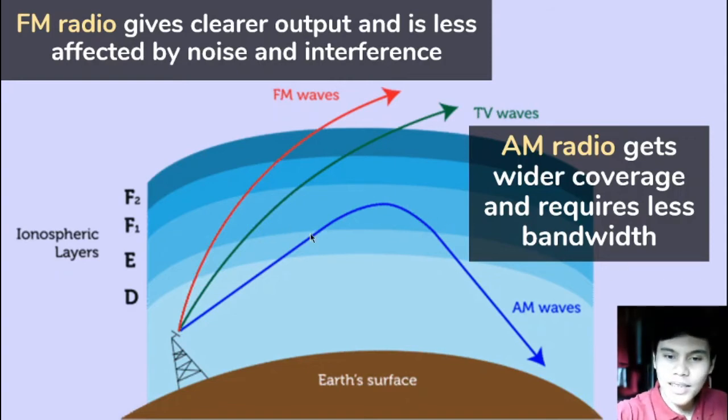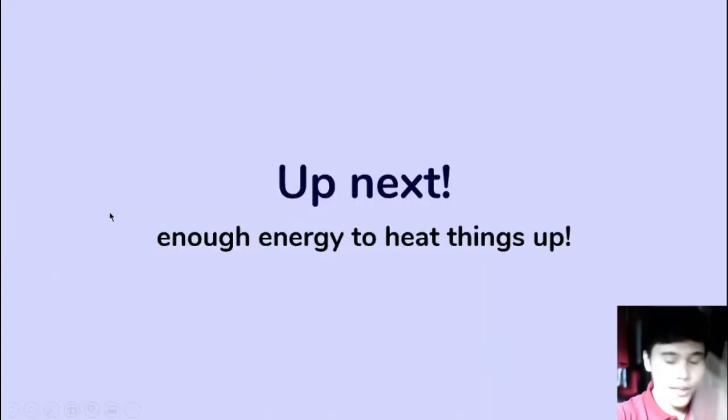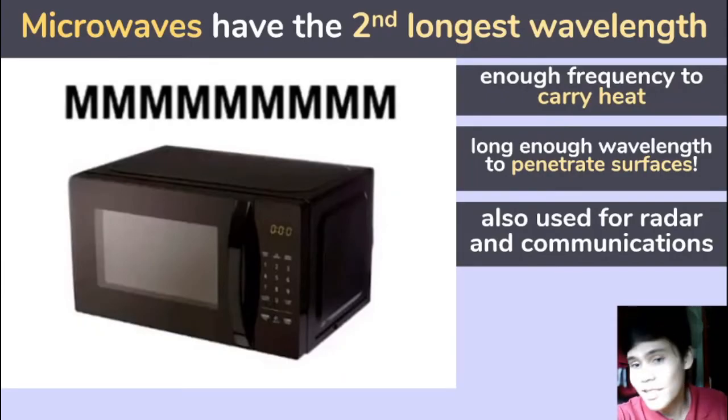Now, in the background, you can see the ionosphere. Just to emphasize, the ionosphere can bounce back AM radio waves. That's part of why they have much wider coverage. Okay? So up next, after radio waves, we have the microwave, the second longest wave. Microwave ovens generally make that sound over there. They carry enough frequency to have heat, but have long enough wavelengths that they go through the surface of food and can heat even the inner parts of food.